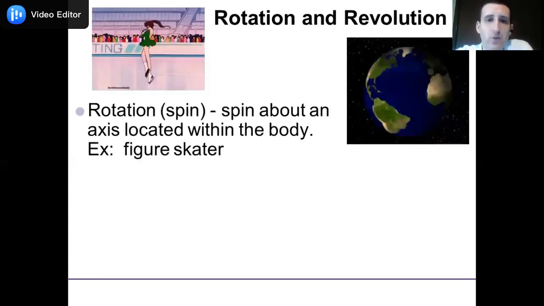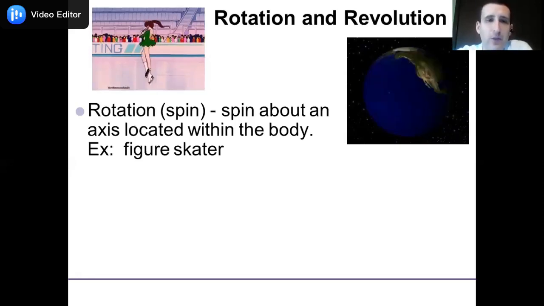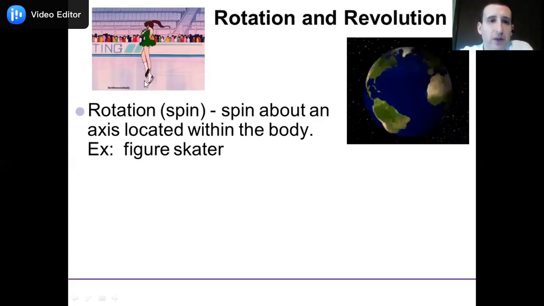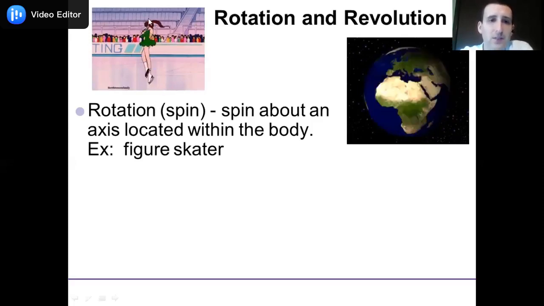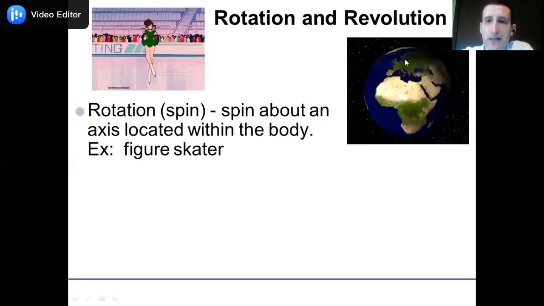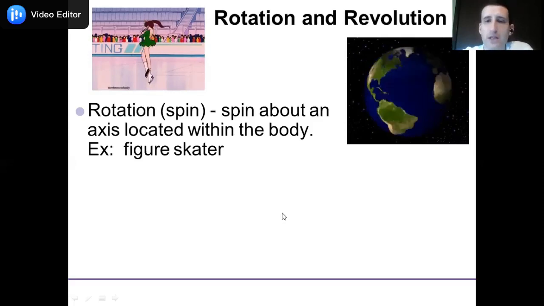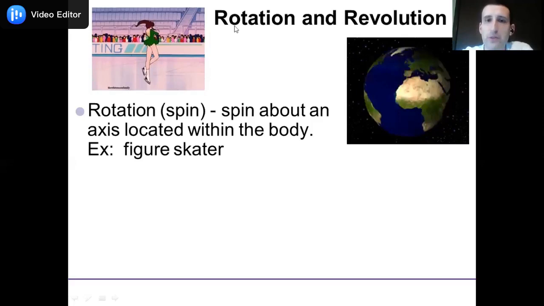Rotation is when you are spinning, going in circles, but around an axis that is located within the body. So a common example of that is figure skating, right? When they go into one of those spins, the axis is passing right through their body. And then, of course, the Earth is rotating on its axis, right? There's an invisible axis passing from the North to South Pole, and the Earth rotates around that axis. If you sat on a spinny chair and spun around, you would be rotating.